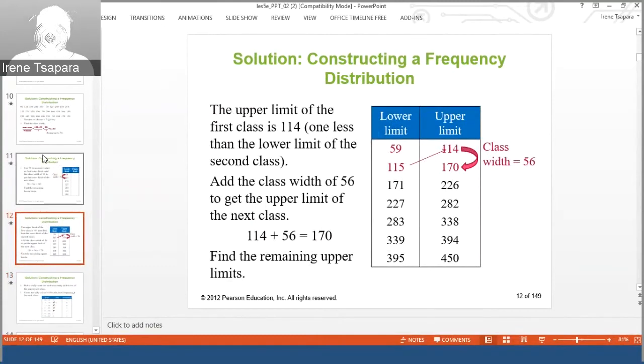One thing that I want you to make sure of is that to get the upper limit for each one of the classes, you take the lower limit of the next class and you subtract 1. Remember, you subtract 1 because you don't want to have classes that overlap. If the first class is between 59 and 115, and the next class is from 115 to 170, then if I have a GPS system that costs 115, I don't know in what class to categorize it. So I want to have a unique way of categorizing my data points.